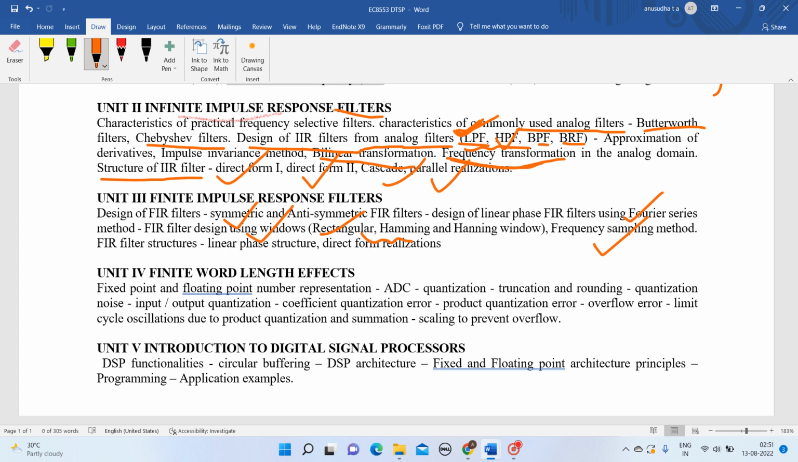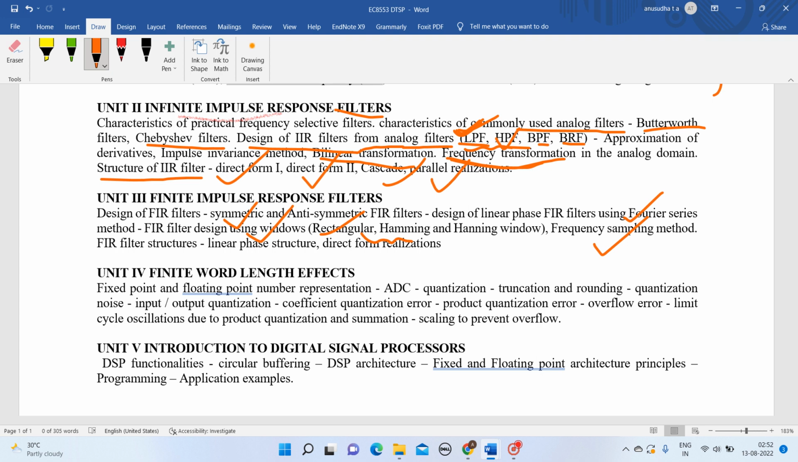You have to practice more before writing your exam. You have to practice all the problems two to three times. That is very important. Here also we are designing the structure, linear phase structure and direct form realization. We will see this structure is completely different when compared to the infinite impulse response filter. We will discuss it in the upcoming videos.